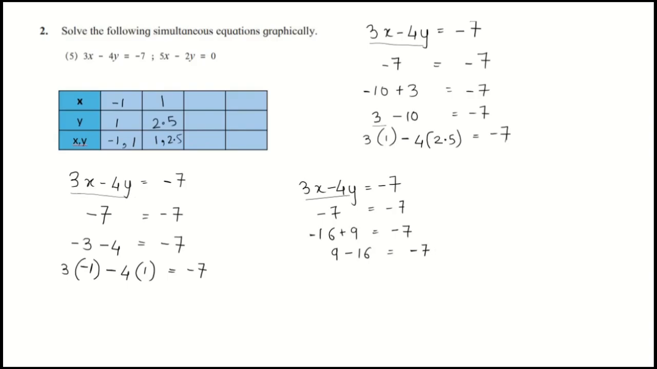So if we write this in the form of equation, it will be 3 into 3 will give us 9 minus 4 into 4, which will give us 16. On solving this, we will get the answer as minus 7. So x is nothing but 3, y is 4. So the point is 3 comma 4.